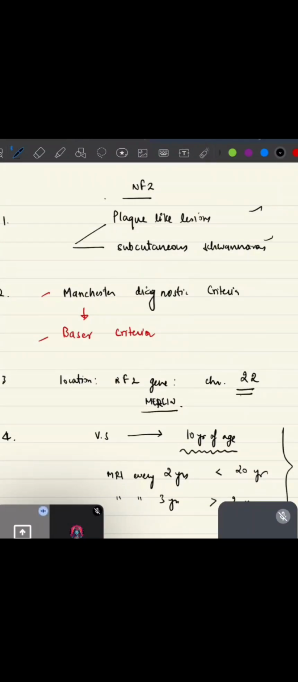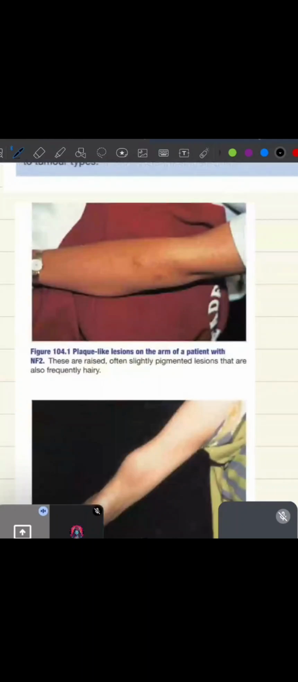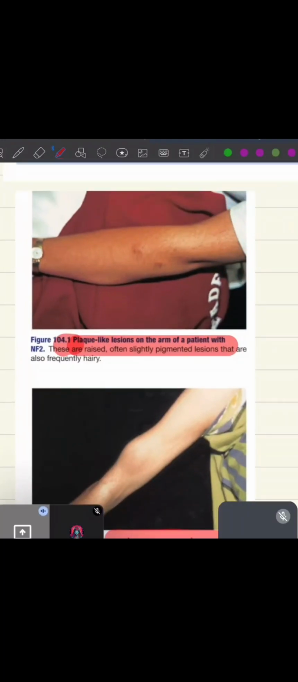Okay, just revise once again. 2 lesions, plaque-like lesions and subcutaneous schwannoma, done. There are 2 names, Manchester diagnostic criteria and Baser criteria. In the gene, chromosome 22, Merlin, and this is the screening protocol. Okay, 10 years of age, MRI every 2 years if the age is less than 20, or every 3 years if the age is more than 20. Now these are the 2 images which can be asked extra. This is the plaque-like lesion. This is the plaque-like lesions on the arm, 1, and second, this is the subcutaneous schwannoma.